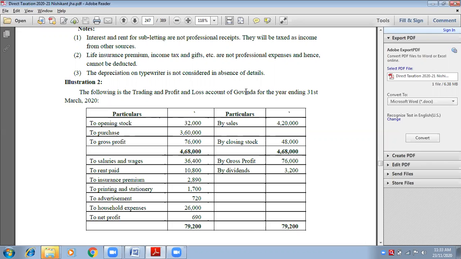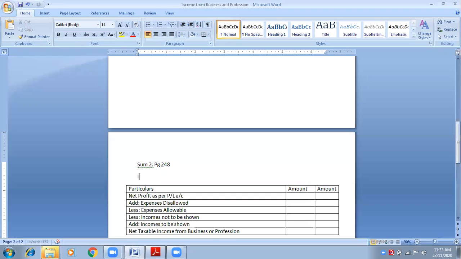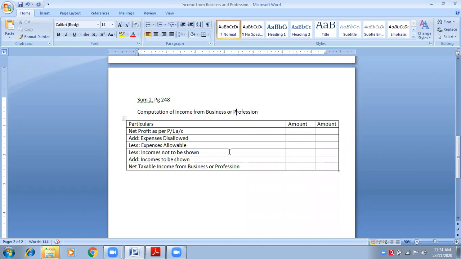Write out income from... Here you have to write, wait, I'll tell you. Computation of income from business or profession. Computation of income from business or profession. Shall we start? Make 3 columns: particulars, inner column and outer column, just as you see on the screen.